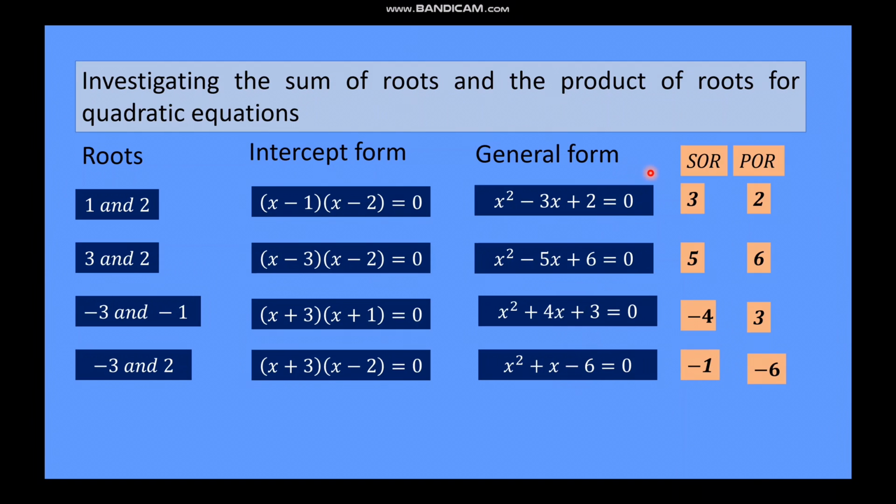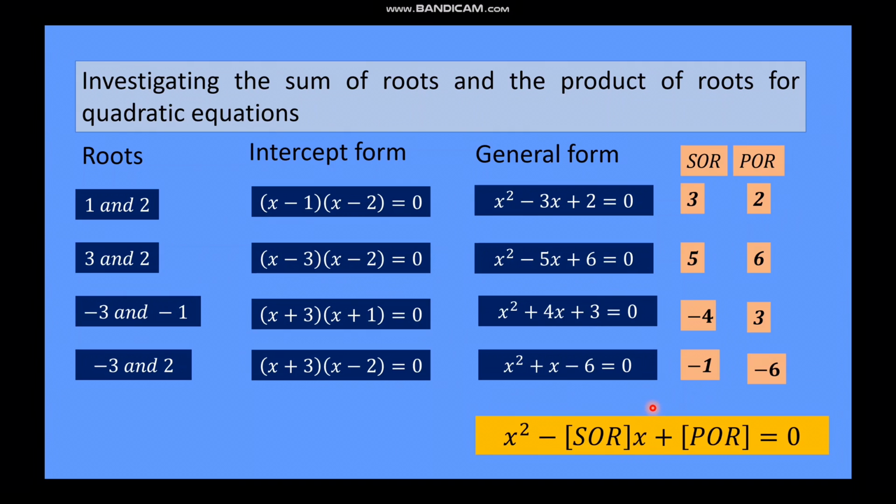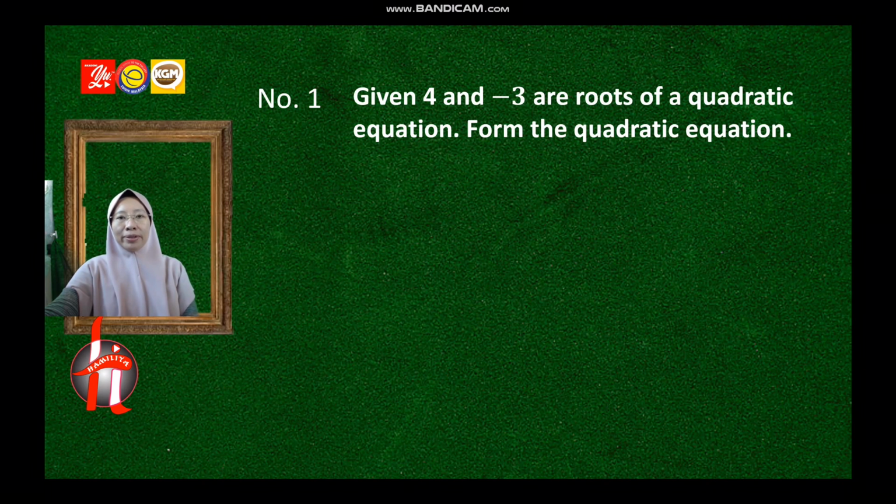So, from this pattern of arrangement, we can generalize that when we know the roots of a quadratic equation, we can write it as x squared minus the sum of roots, which is the coefficient of x with the opposite sign, plus the product of roots, equals 0. Okay, let's say example number 1.